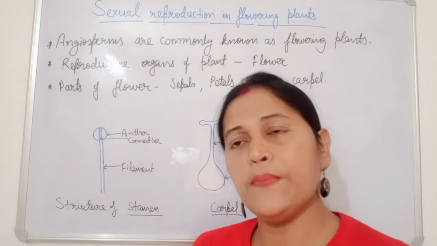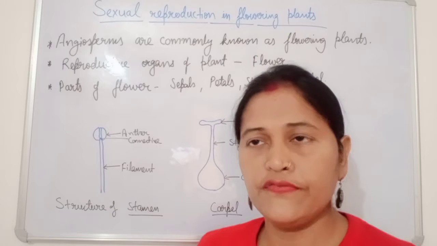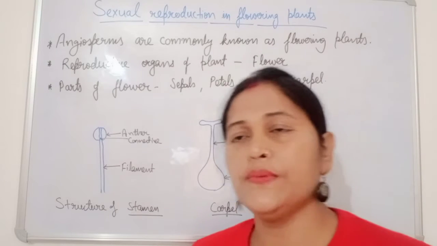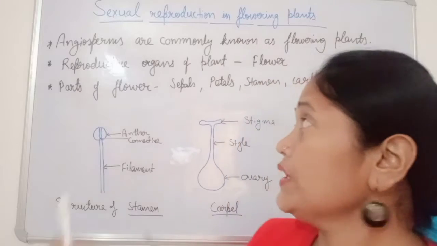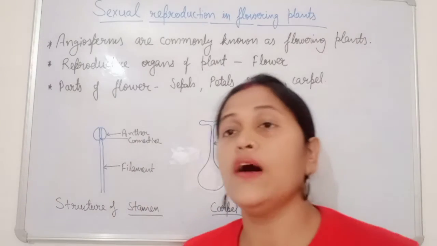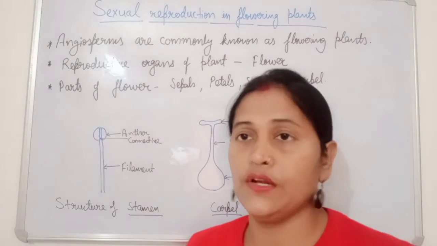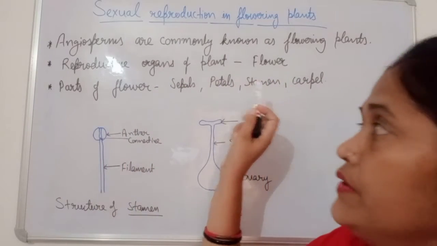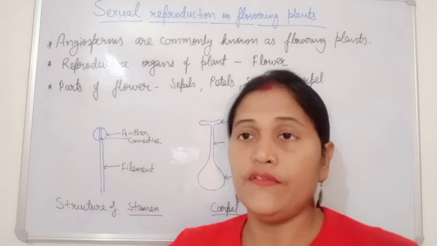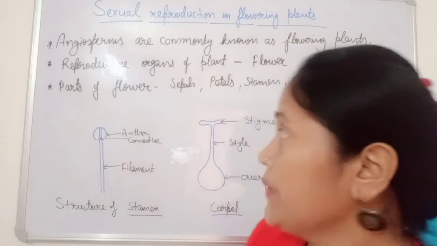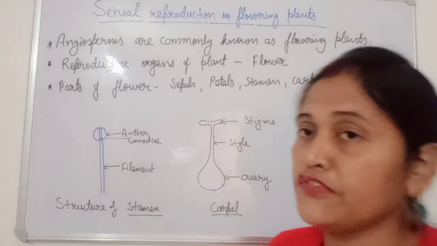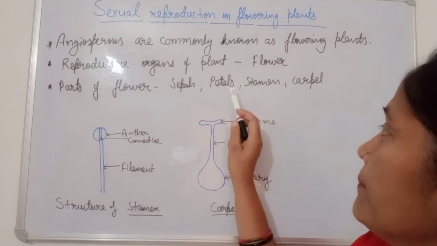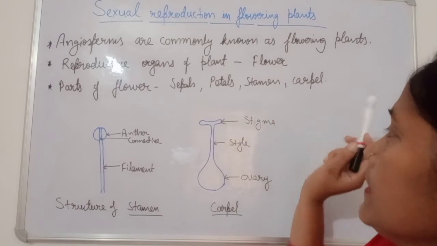This means except flower, if other parts are involved in reproduction, then it is known as vegetative reproduction. But here we are going to discuss flower as a reproductive organ. So the reproductive organ of a plant is what? Flower. We have seen the diagram of a flower. So what are the different parts of a flower? Basically there are four parts of a flower: sepals, petals, stamen and carpel.